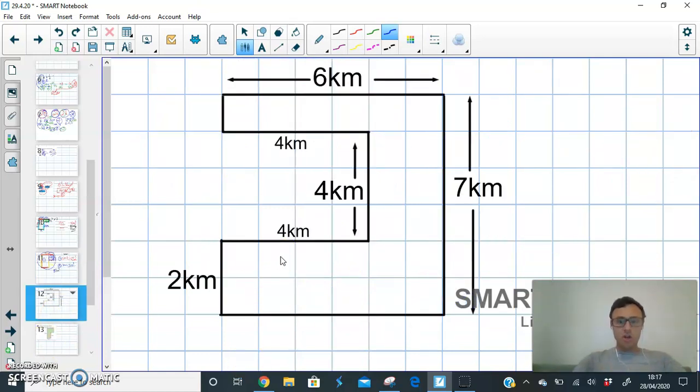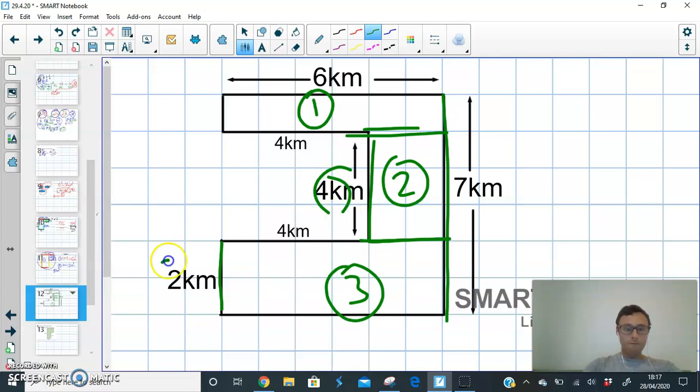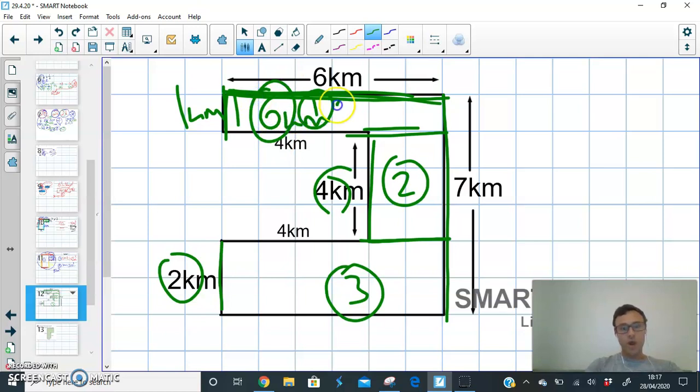Now this part looks slightly complicated, but again, you just need to split it into 3 parts this time. If I call that part 1, that part 2, and this part 3, you might need to find out some other information as well to work them out, but you would do the same again. If I know this part here is 2 and that's 4, and this length down here is 7, 4, 5, 6, that must be 1 kilometre. So I've then got the 2 numbers I need to work out the area of shape 1. 6 times 1 is 6, so that's the area, 6 kilometres squared of this one.